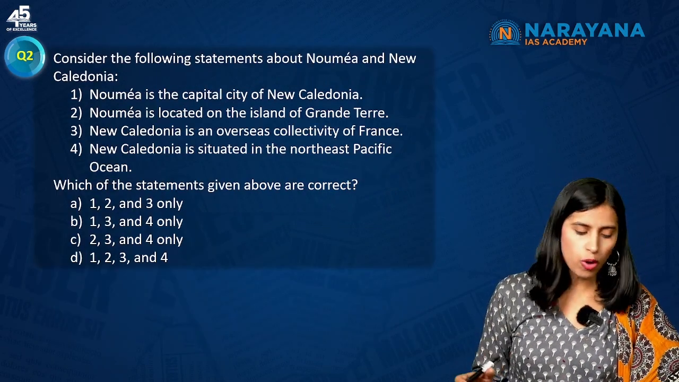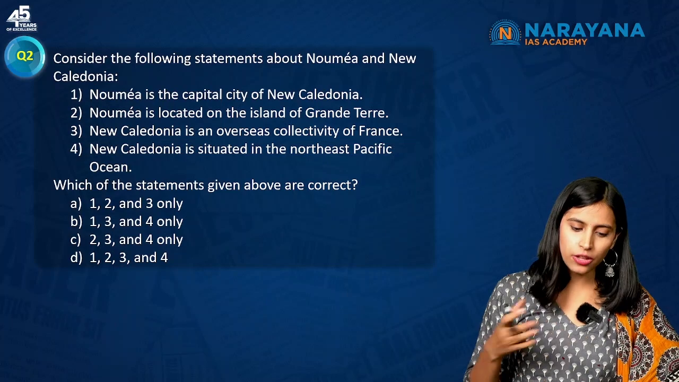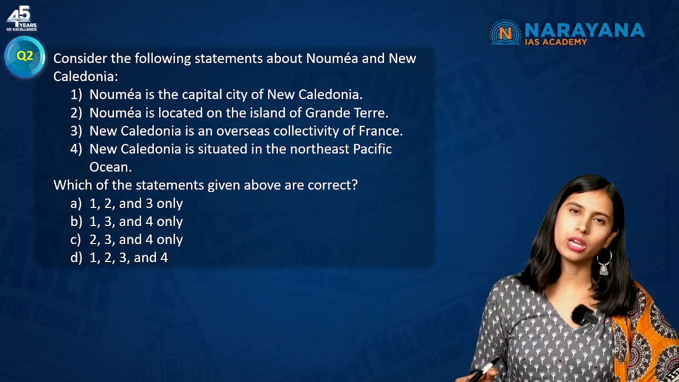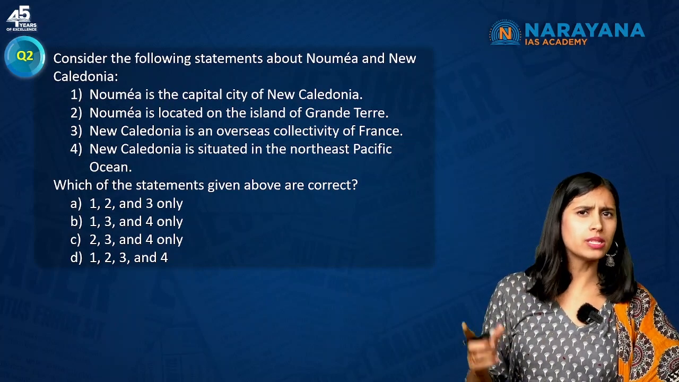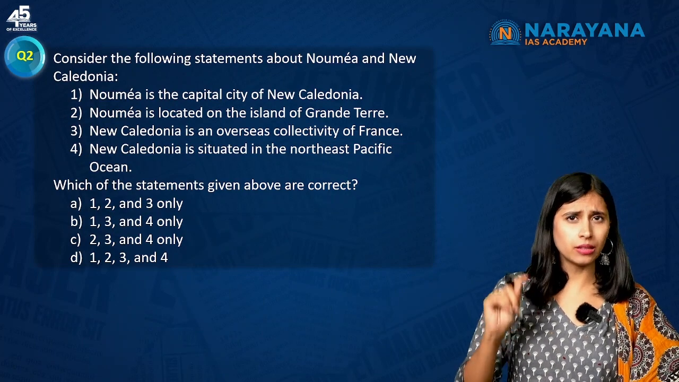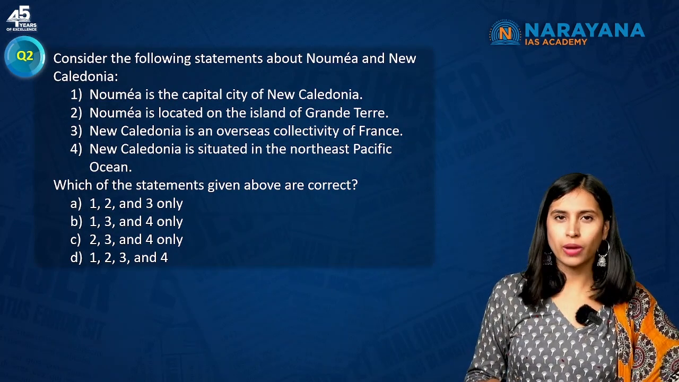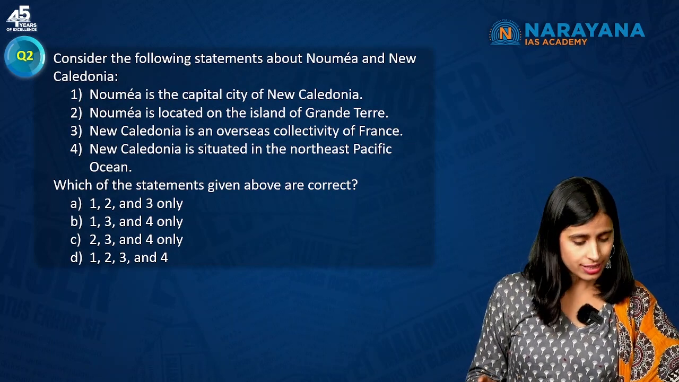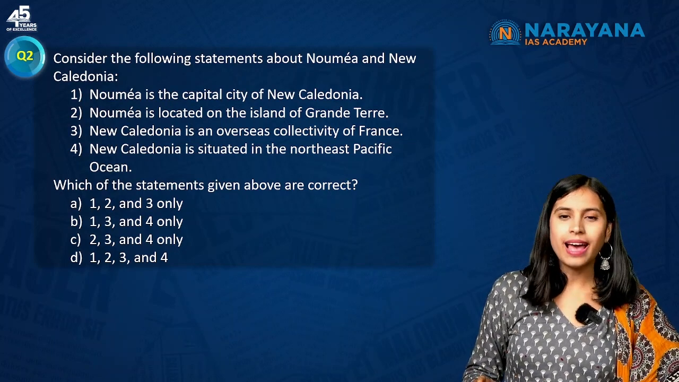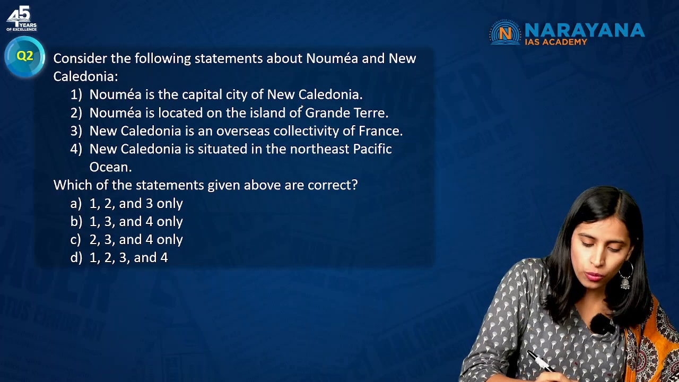Now, let's move on to the next question. Consider the following statements about Noumea, New Caledonia. So, the same question we are discussing now from a different perspective, so that you can memorize more detailed information. The first statement says that Noumea is the capital of New Caledonia. We discussed that. That is true. Second, Noumea is located on the island of Grande Terre. Now, that's what you are supposed to remember.